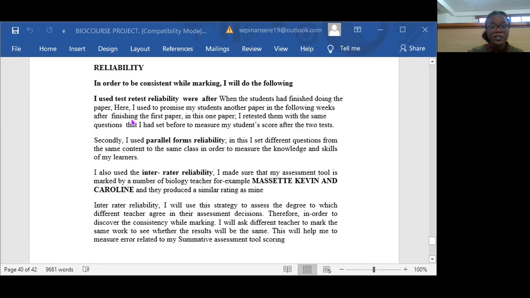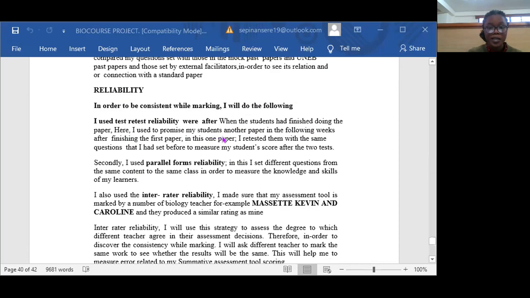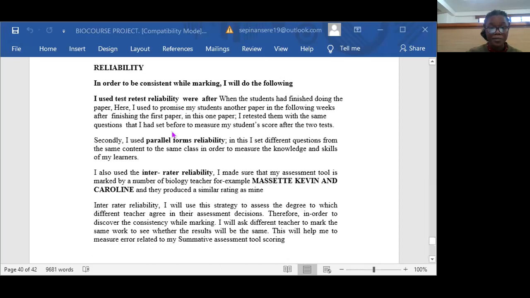Then reliability, in order to be consistent while marking, I did the following. I did test-retest. Here I gave my students the same examination. After doing it, I gave them the same paper again, so that I could see my score. I measured the scores of my students after the 2 tests. And I also used parallel forms reliability.